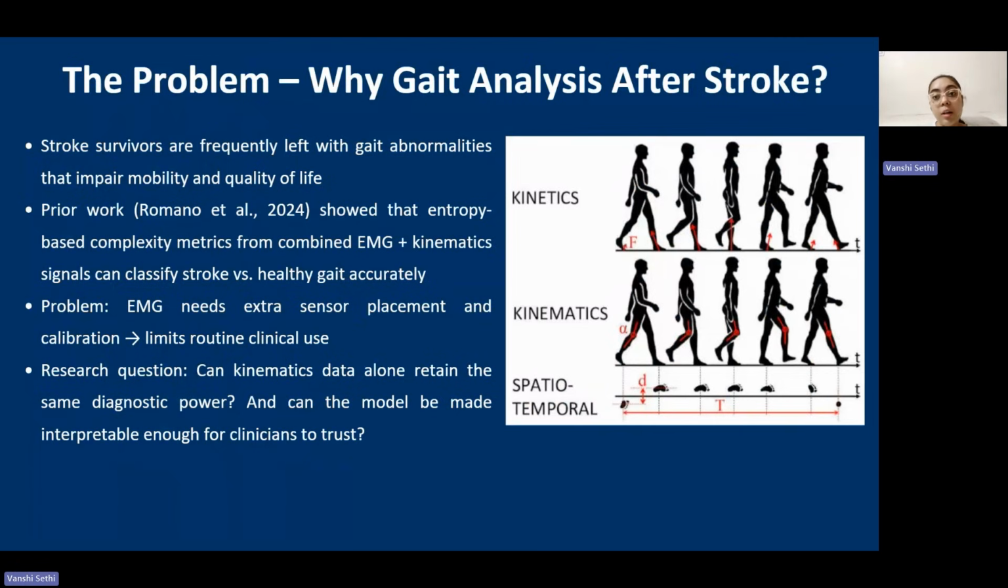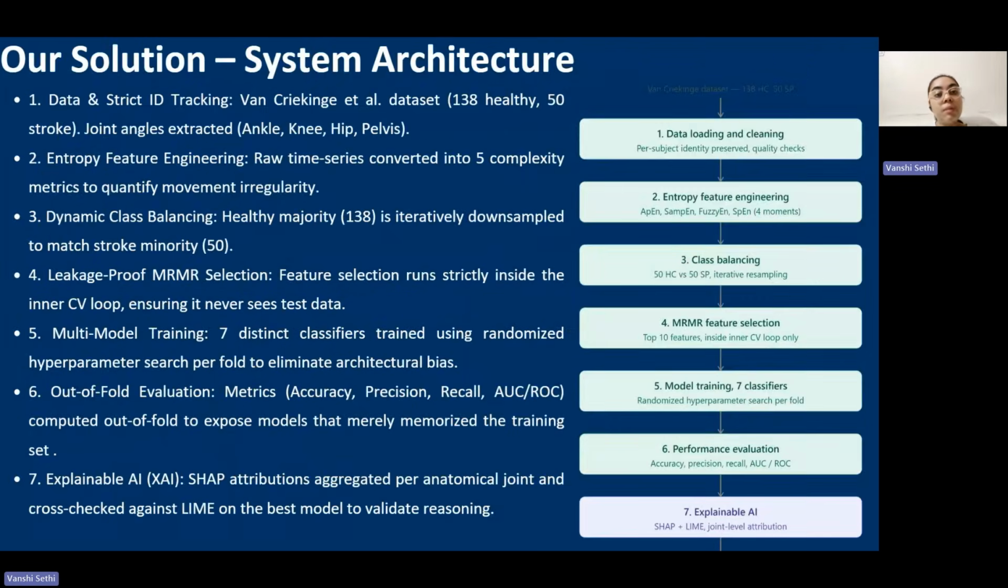Then one thing came to my mind: along with only the kinematics data, can I do this research? So yes, that is what we'll be doing in this part. So what solution did we build? We first took this dataset, which consisted of 138 healthy people and 50 stroke patients. So it had a lot of data.